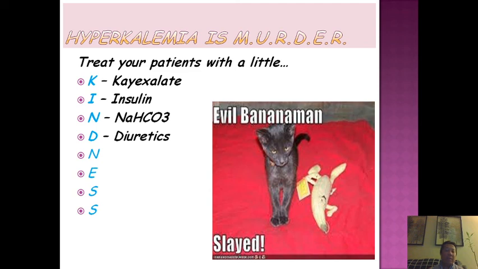Insulin will also help. Why? Because insulin helps in driving glucose from the blood into the intracellular compartment, and in that process, it will also drag potassium with glucose, helping reduce potassium in the blood. Sodium bicarbonate, and some diuretics. But you have to remember, diuretics will be effective only if the patient has fully functioning kidneys. If the patient doesn't have fully functioning kidneys, such as in the case of renal failure, then you cannot use diuretics.